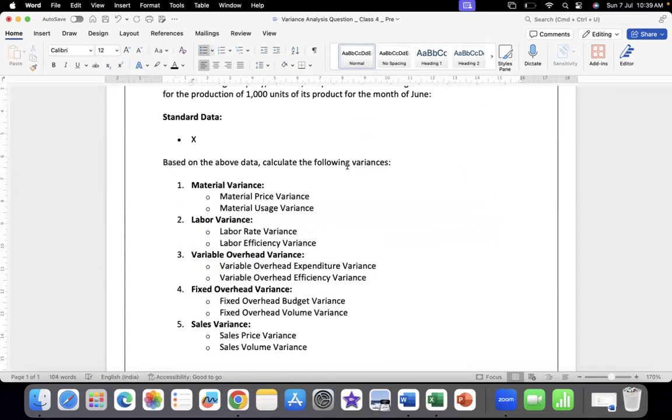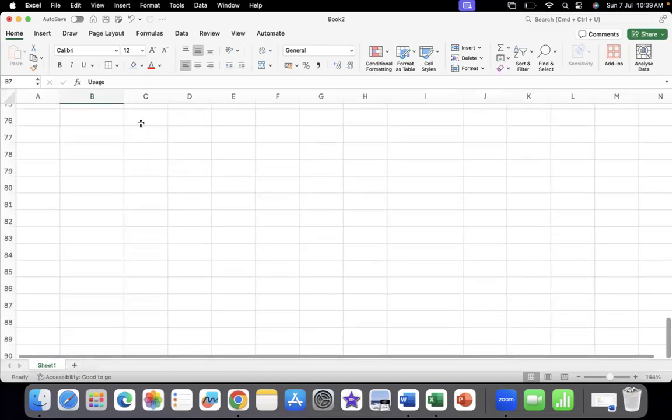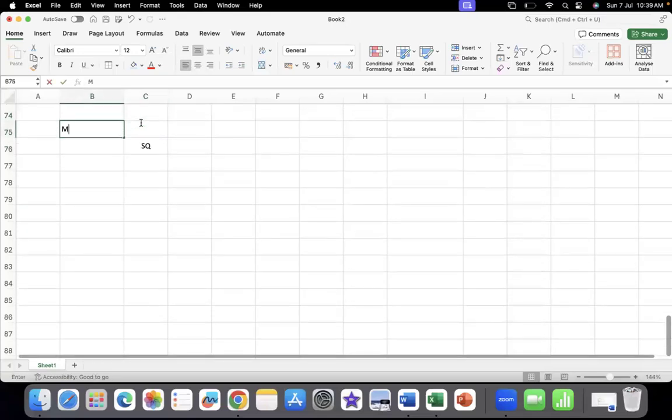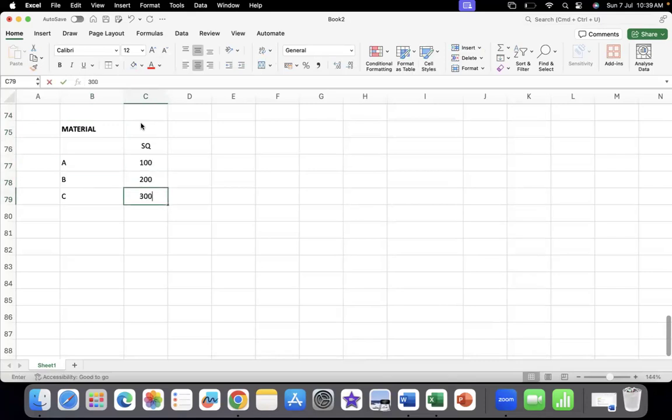So for example, let's quickly take a hypothetical example. So the standard quantity, if you want to do the material part of it, for material A, B, and C is, say, for example, 100, 200, and 300. Let's make it 400, 200, 600, and okay, let's take another one.